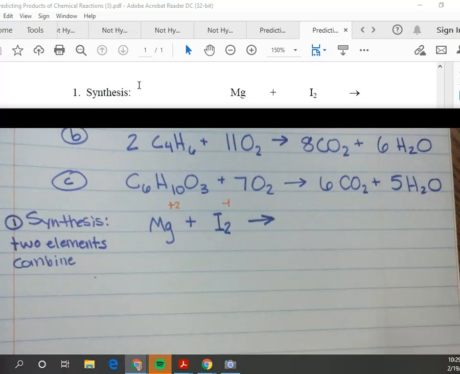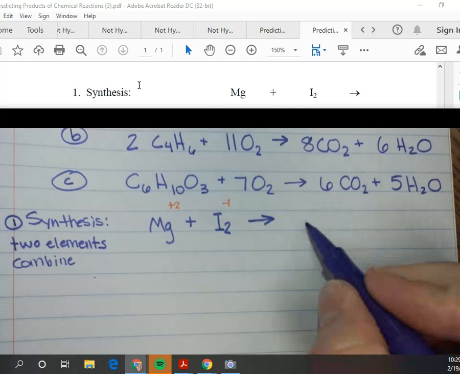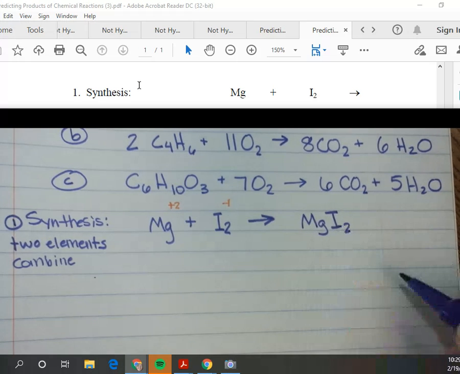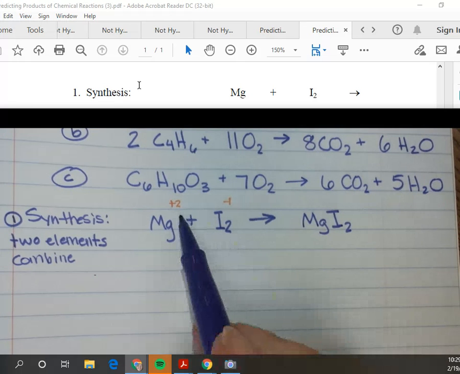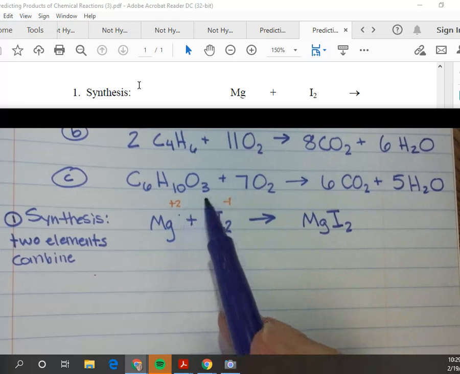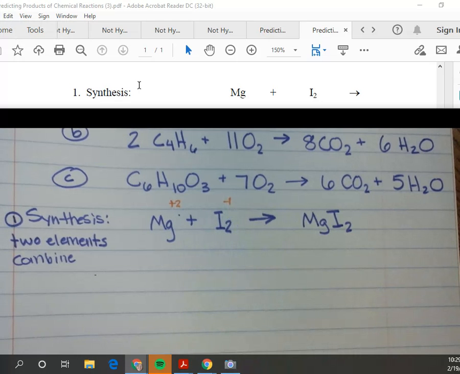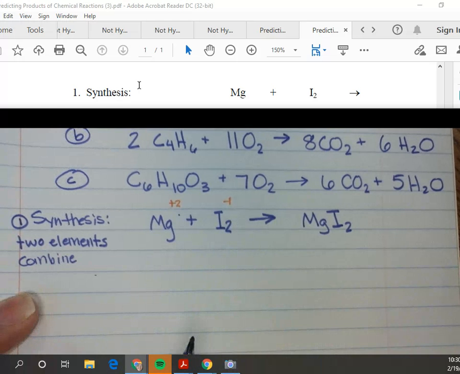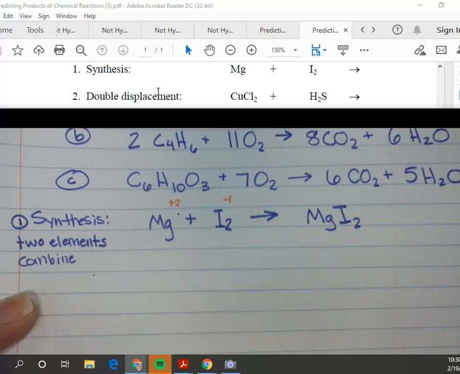So the way that it's going to come together is actually super convenient and a little bit deceptive, but we're going to crisscross and we're going to come up with magnesium iodide. So it looks like we just smashed them together, but we didn't. We had to think about the charge and how that ionic bond would form. Okay, so don't be deceived by the fact that this one looks super simple. All right. Let's keep going so that you have some time to work on your own.